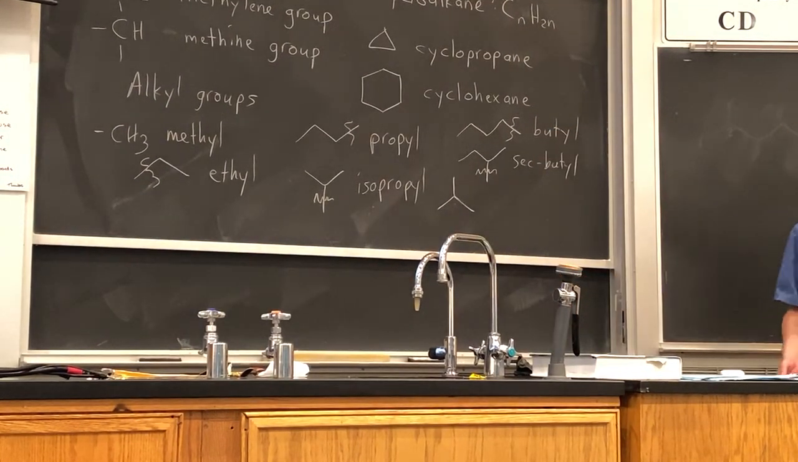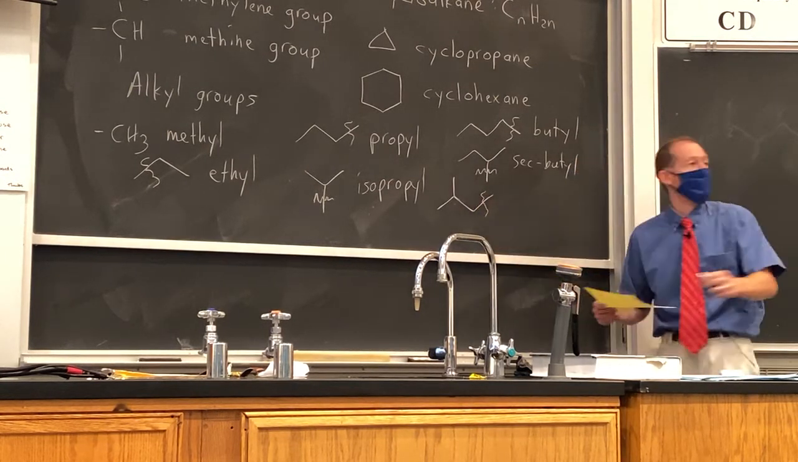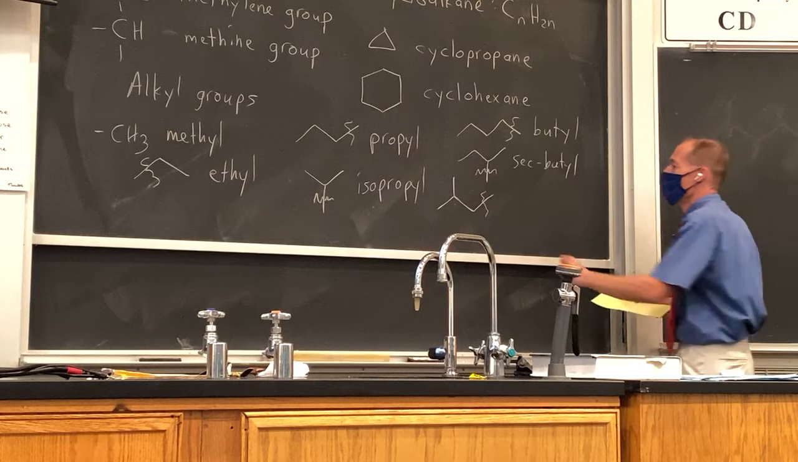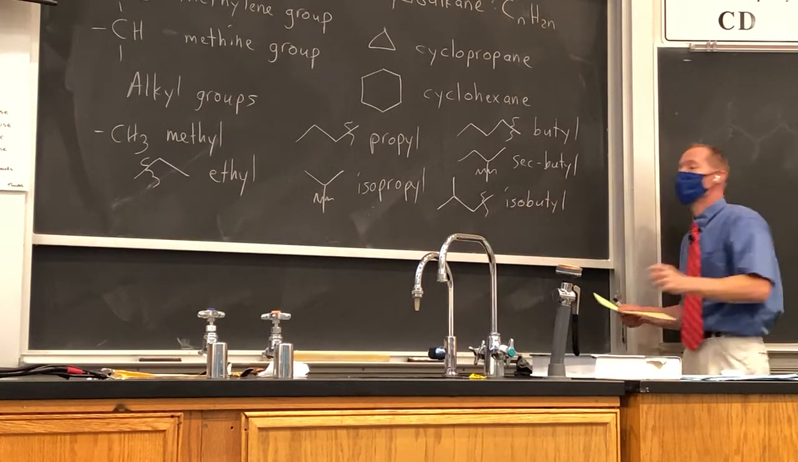Now let's look at isobutane. And if we remove one of the primary hydrogens from isobutane and attach to our longer chain or to our ring, we get an isobutyl group.